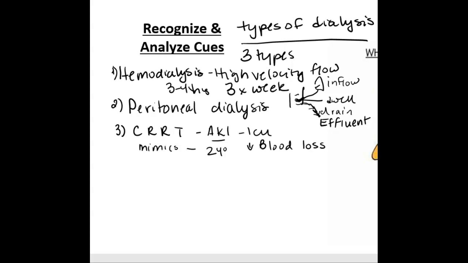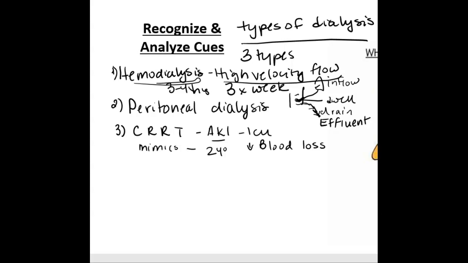Compare that to something like hemodialysis where we have high velocity flow. There's always the risk for blood loss and changes in pressure, and we often deal with some hypotension. So continuous renal replacement therapy is for the patients who couldn't really tolerate having so much velocity, so much flow changes in their blood pressure. So these patients are generally physiologically unstable. So that's why we would do that a little bit more.